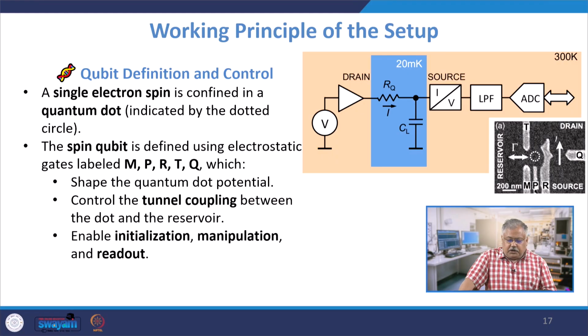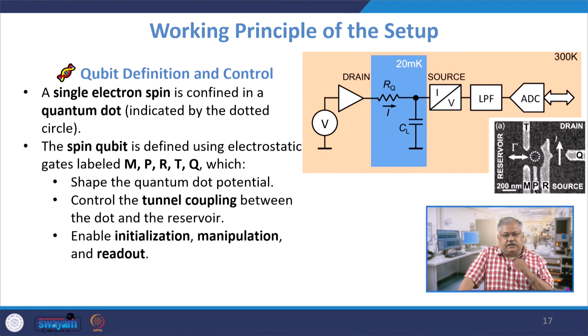Now, let us look at the working principle. Obviously, the continuation of that, the single electron spin is confined in the quantum dot, right, indicated by the dotted circle here. As I discussed with you earlier also, the spin qubit is defined by M, P, Q, R, T gates, which shape the quantum dot potential, control the tunneling coupling between the dot and the reservoir, and enable initialization, manipulation and readout.